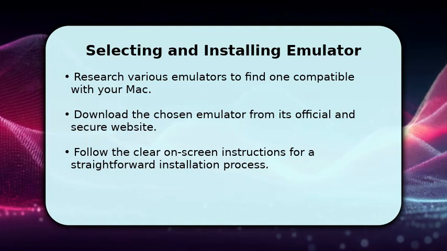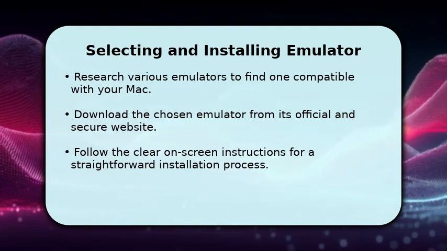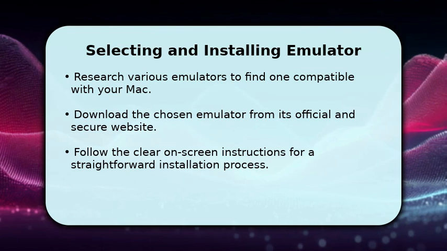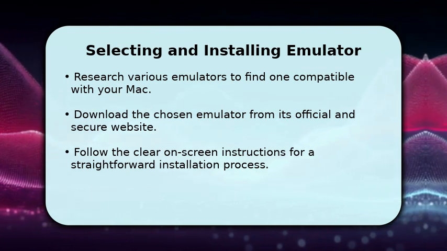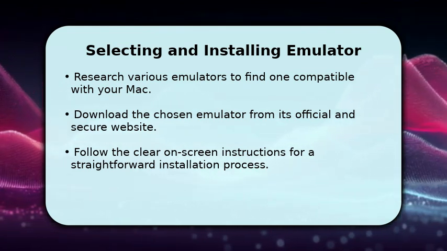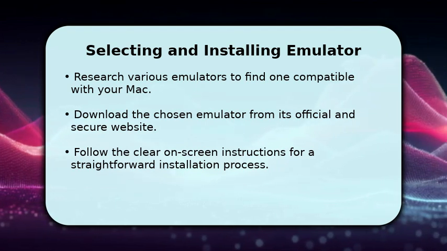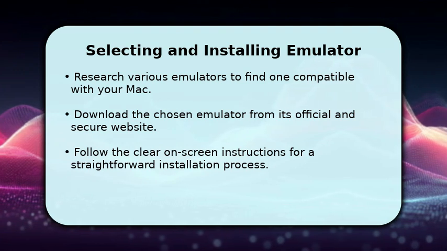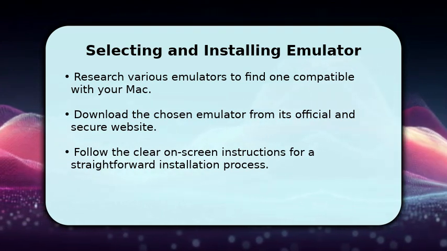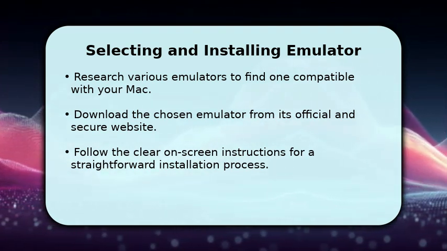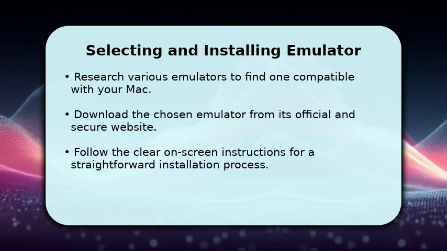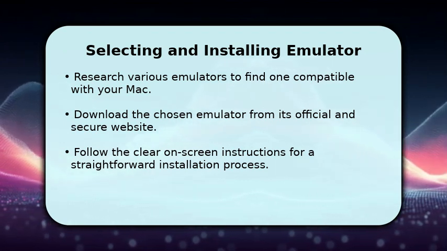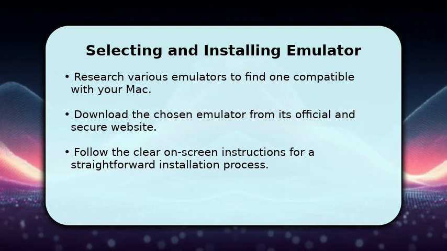Choosing the right emulator is your first crucial step. There are several options available, each with unique features and performance levels. Once you have selected an emulator that suits your needs, visit its official website to download the installer. Always ensure you are downloading from a trusted source to protect your system. The installation process is typically guided by simple on-screen prompts, making it easy to set up your new gaming platform.